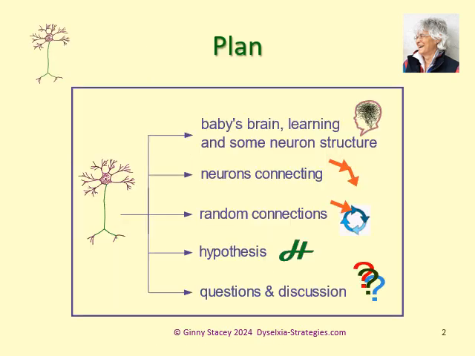So what I propose to do is look at a baby's brain and what happens while it's learning, look at how neurons connect together and what might cause random connections. Then I'm going to build a hypothesis as to how these interactions between neurons can underpin Dyslexia-SpLD. I will list the questions and then discuss them in the light of this hypothesis.